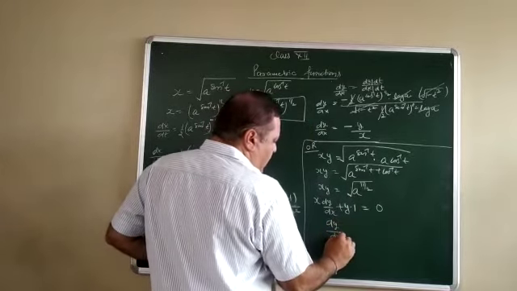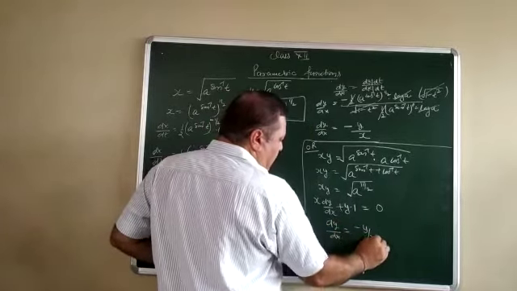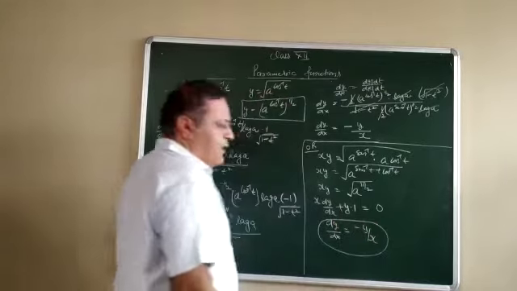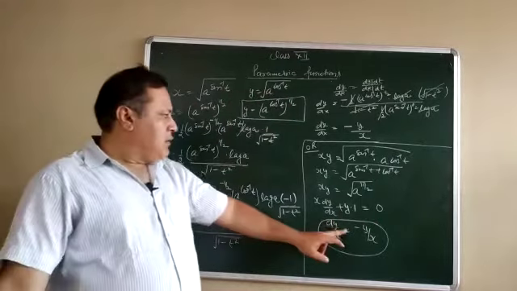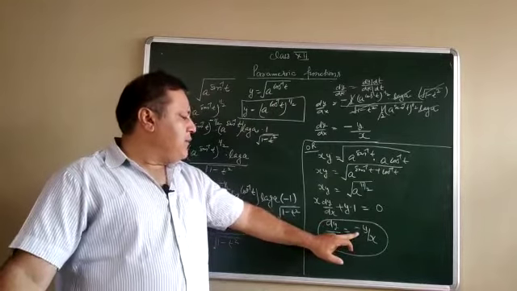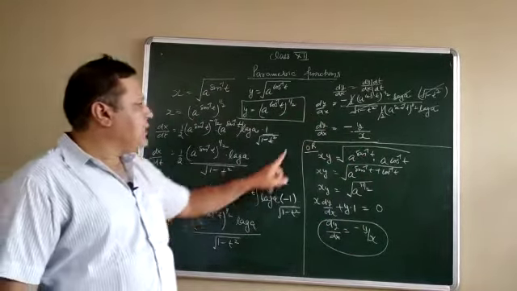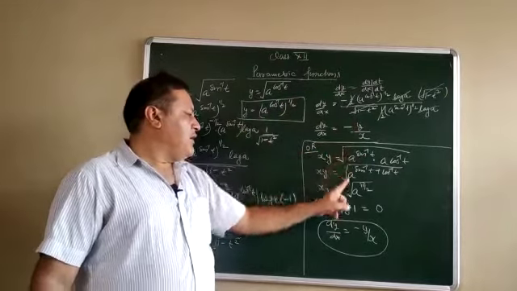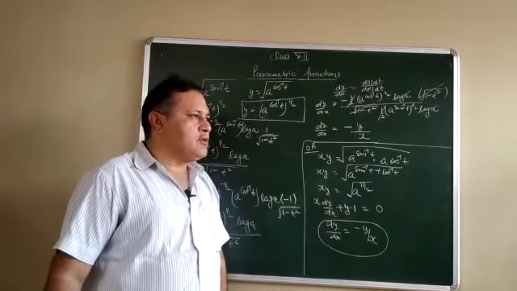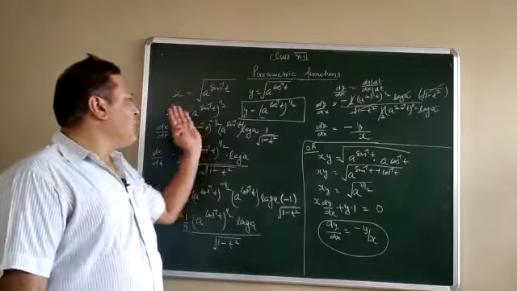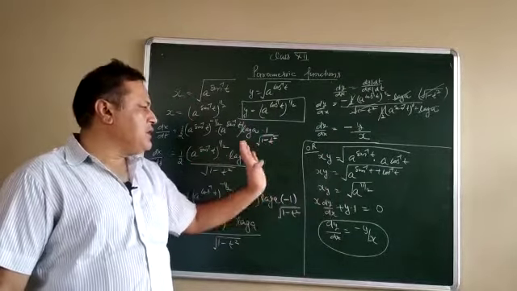So dy/dx is equal to minus y by x. If you see, the answer is the same: minus y by x, minus y by x. This question takes approximately 3 minutes to solve, and this question takes only 30 seconds to solve. It is your choice, you can solve by this method or that method, it depends upon you.